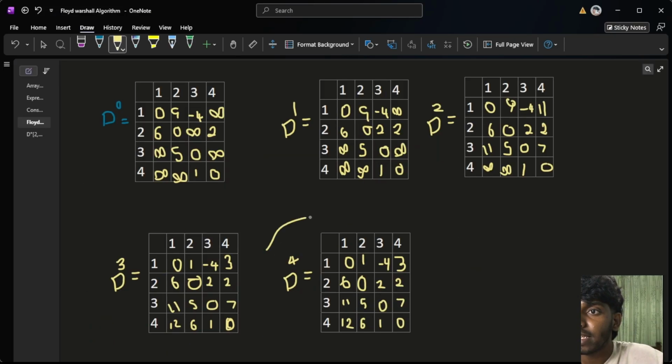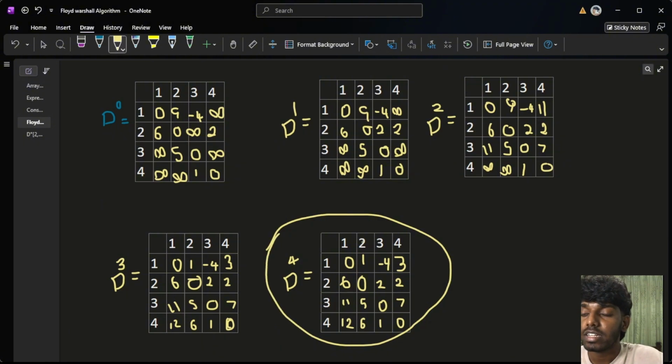As you can see, this would be the final result. D4 shows the shortest path for every node. After you find all of these, D4 becomes the final one. So this tells us the shortest path for all the nodes.